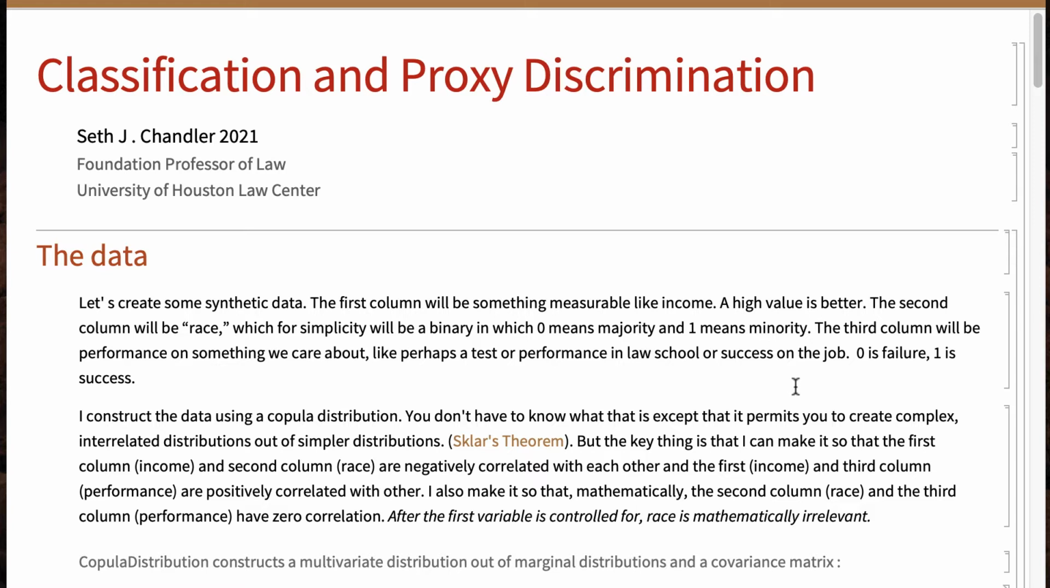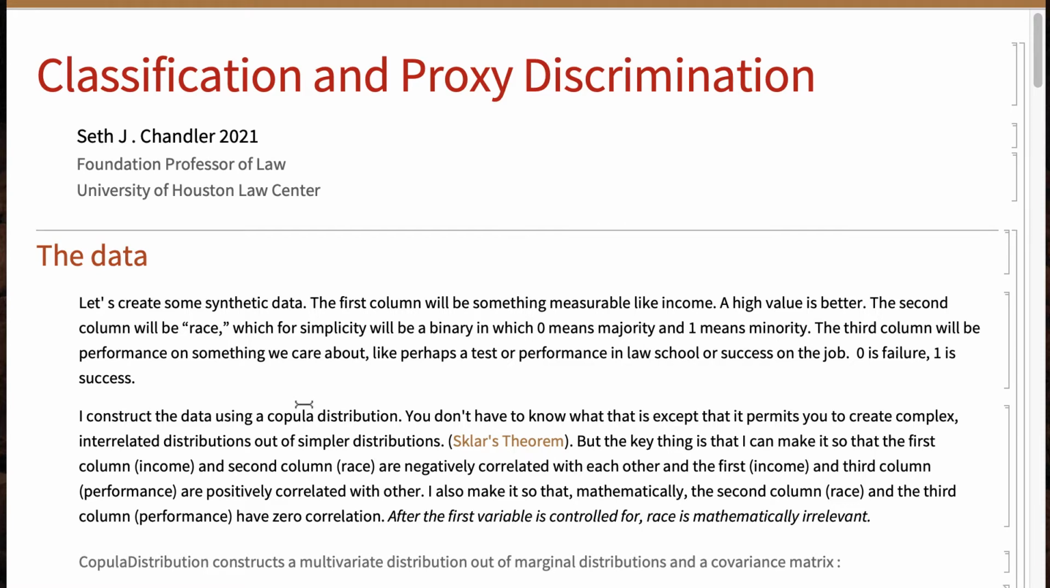The first is going to have 3 columns. That's all. The first column is something measurable like income, where a high value is better. The second column will be race, which for simplicity will be a binary in which 0 means a member of the majority and 1 means a member of the minority. And the third column is performance on something we care about, like a test or performance in law school or success on the job. And 0 is failure and 1 is success.